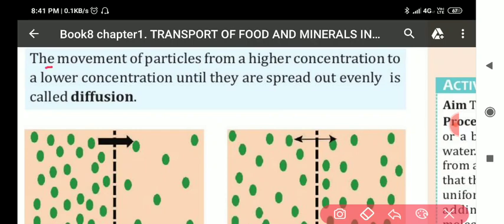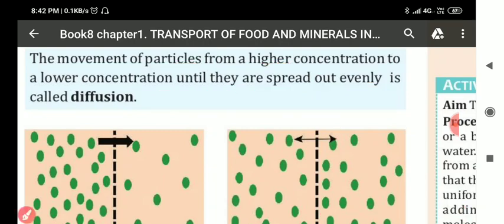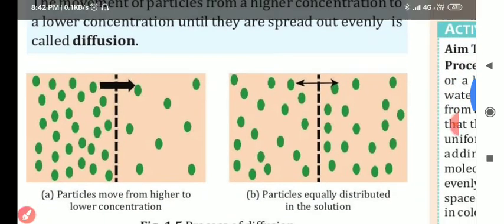So a proper definition is being given here. The movement of particles from higher concentration to a lower concentration until they are spread out evenly is called diffusion. So my dear students, diffusion means the movement of particles from their higher concentration to the lower concentration. Next, we can understand this by the help of diagram.